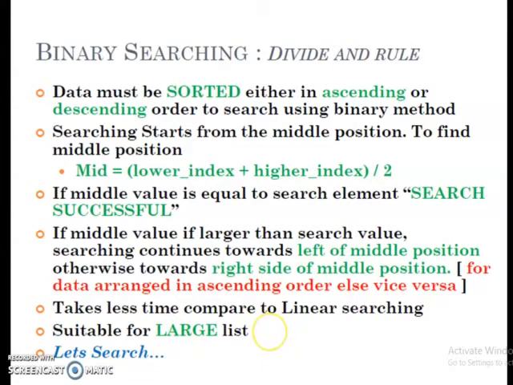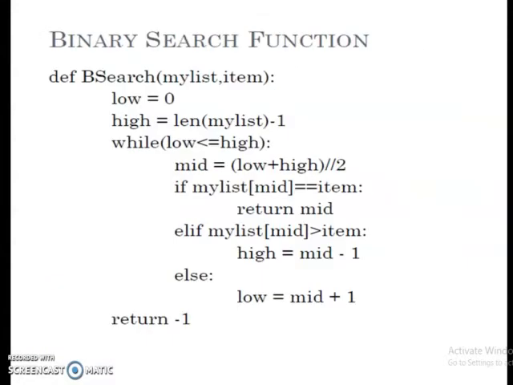Okay, so let us check the function. So here is the binary search function. DEF binary search, B search, mylist comma item. This list we read from the main program, and item is the element to be searched. Here the lower bound low is equal to 0 and the higher bound high is equal to len of mylist minus 1.